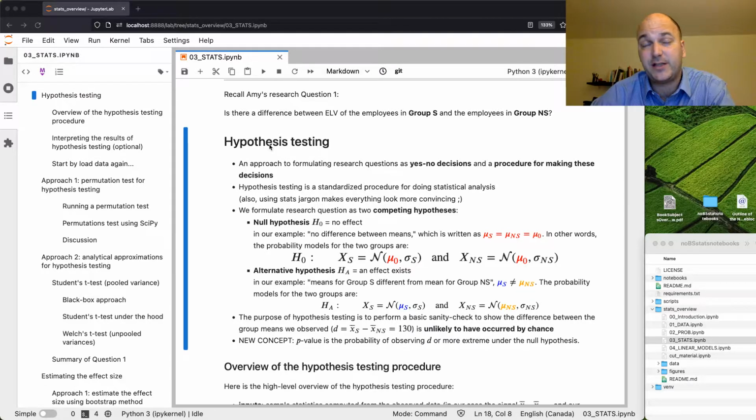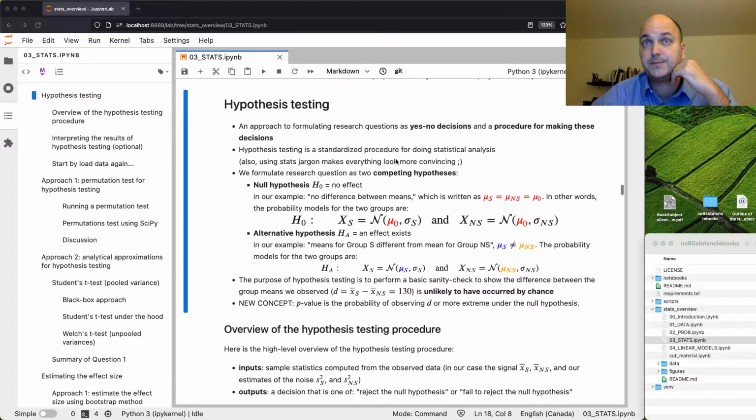Why? I mean, it's a little weird procedure. You'll see there's a lot of steps, but it's a standardized and well-accepted way to make these claims, you know, that there is a difference between these two groups. The notion of statistical significance, all the science papers use this approach. It's a little outdated and old, but it's still the standard. So okay, let's see the setup.